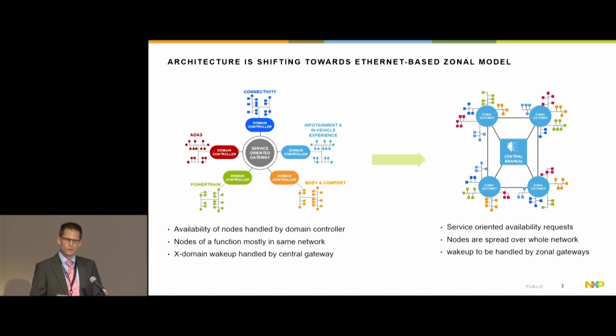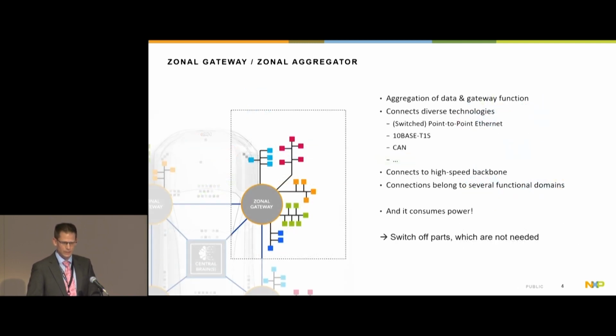If we now look closer into those zonal gateways, let's talk about the function of such an aggregator. It is aggregating the data, and it has a gateway function. So it brings data from one technology, CAN for example, into others. It has different technologies: Ethernet, could also have multi-drop Ethernet like 10BASE-T1S, CAN, and much more. We will later also look a bit at this.